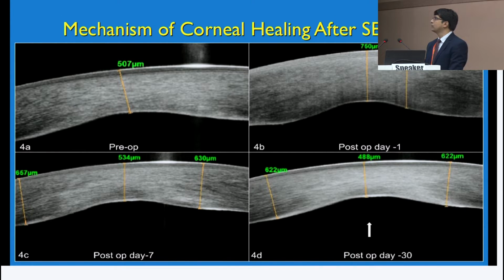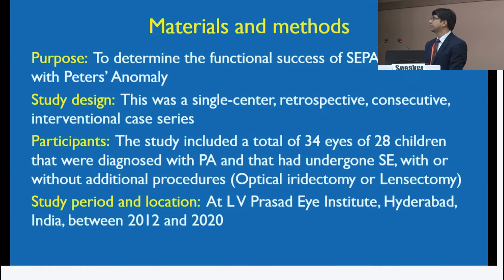At 1 month postoperative follow-up, Descemet's membrane is not only well apposed, the endothelium was covering the defect, which is sharply demarcated. Together, clinically, we could perceive the stroma is much more compact and transparent postoperatively. Our intent was to determine the functional success of SEPA in children with Peters anomaly.